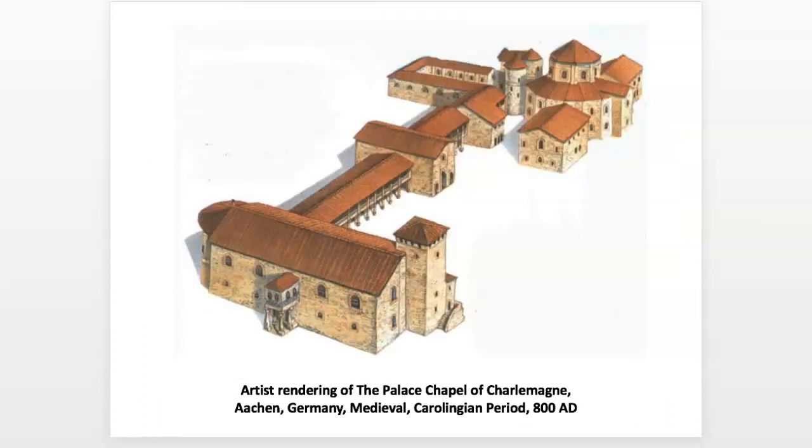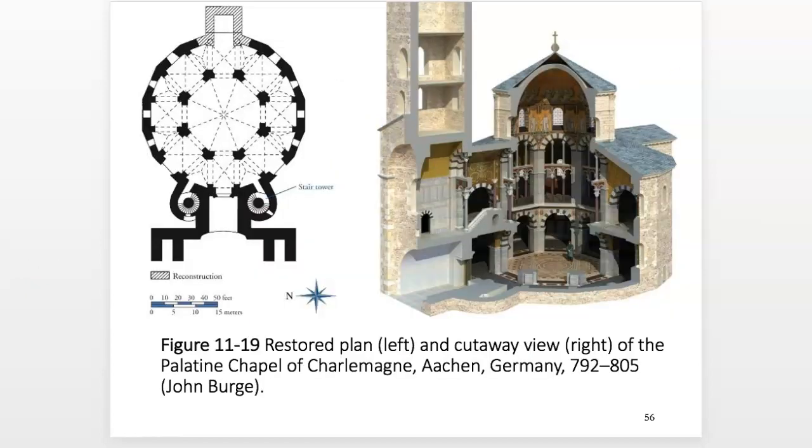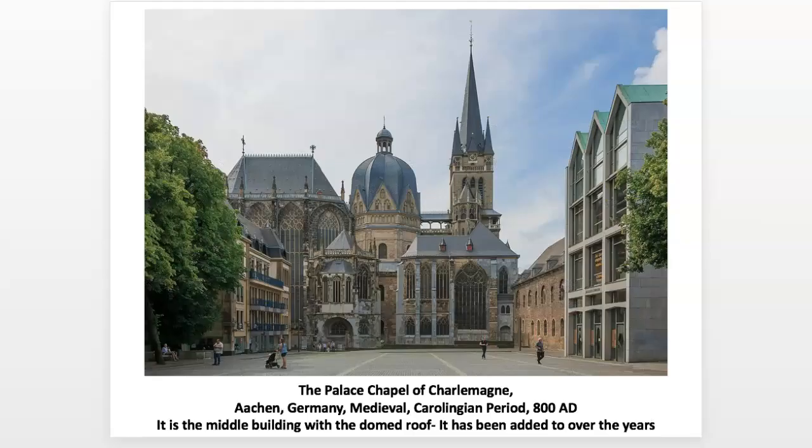The function of this area over here, attached to the palace, was to be an actual place of worship attached to Charlemagne's palace in his capital city in Germany. Okay, this is a floor plan and a cutaway of it here. Architectural model. It had round arches in it and a dome upon it. Really, really quite beautiful.